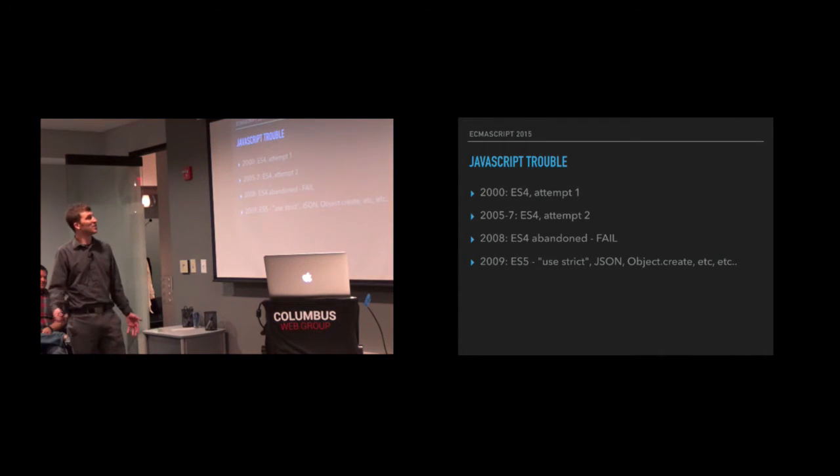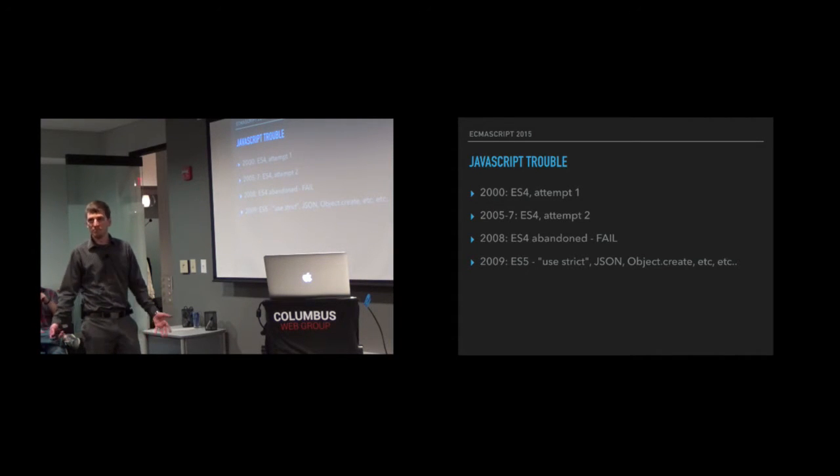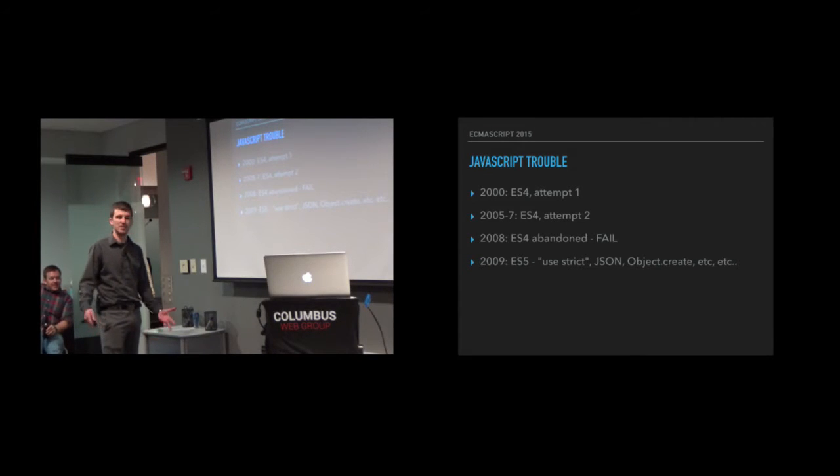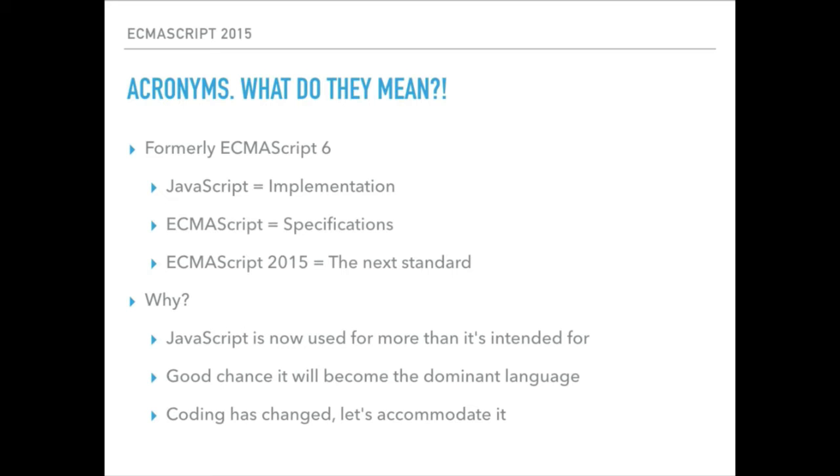2000 to 2007, they tried twice to release ES4. It inevitably was abandoned in 2008. They were trying to do too much too quick. Developers weren't getting behind it, and browsers weren't really embracing it too much. And then ES5, they added all the cool features we're used to. This is the JavaScript we know and love. Use strict, JSON, Object.create, all kinds of different features. I can't really go through them all.